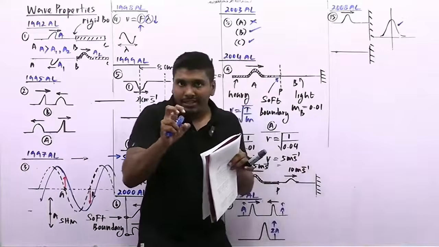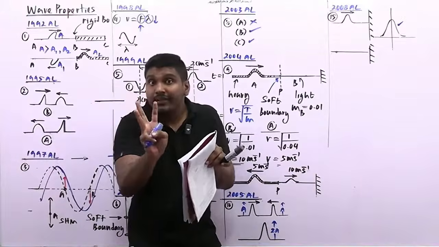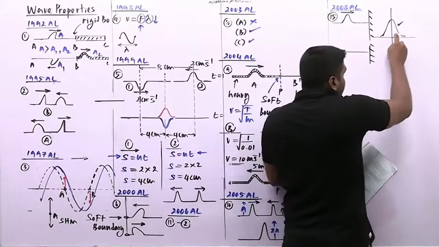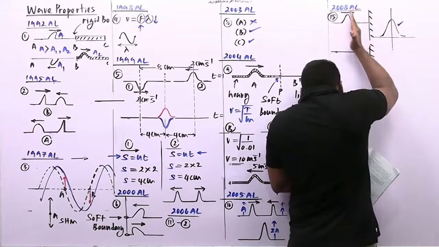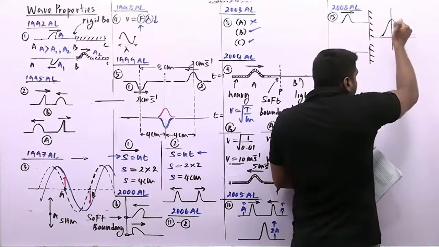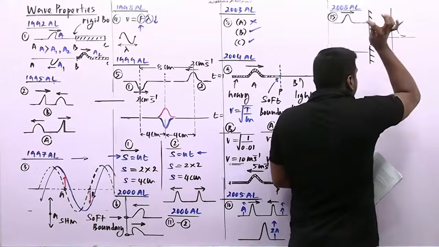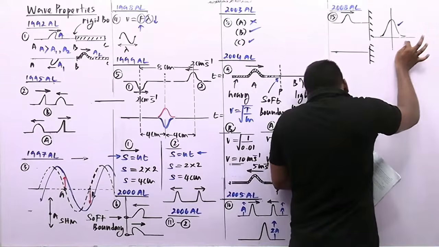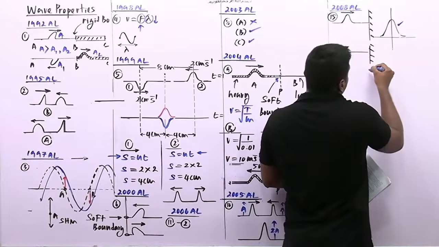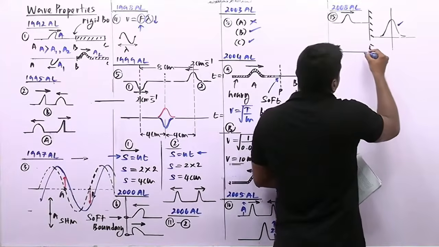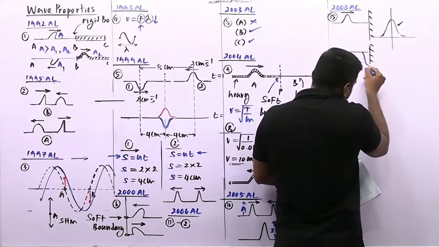Then we know that in a rigid boundary, if rigid reflection occurs, the wave pulse will be inverted. So when this wave pulse is reaching the boundary, the first half of the pulse already reached the boundary and will undergo inverted reflection. There will be an inverted reflected pulse. The shape of the reflected pulse is going to be like this. This is going to be the reflected pulse.